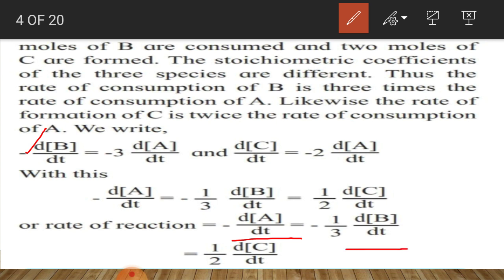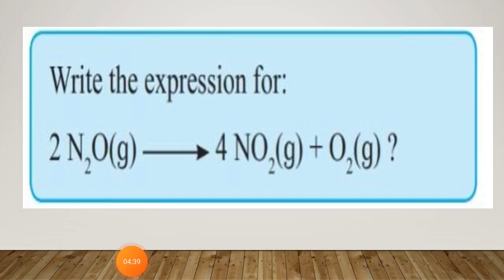Here minus 1 by 3, as 3 is the mole for B. So minus 1 by 3 d concentration of B upon dt is equal to 1 upon 2 d concentration of C upon dt. So this is the instantaneous rate of chemical reaction. We are done with the average rate of chemical reaction and the instantaneous rate of chemical reaction.